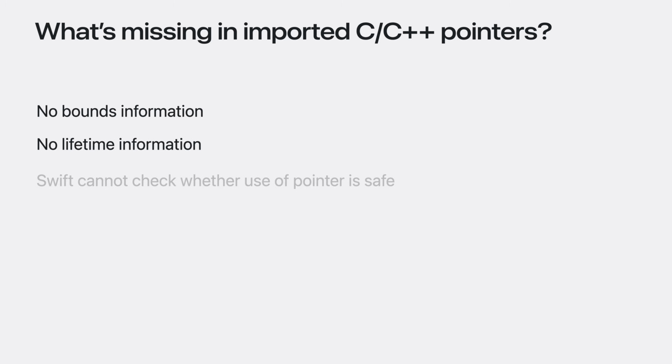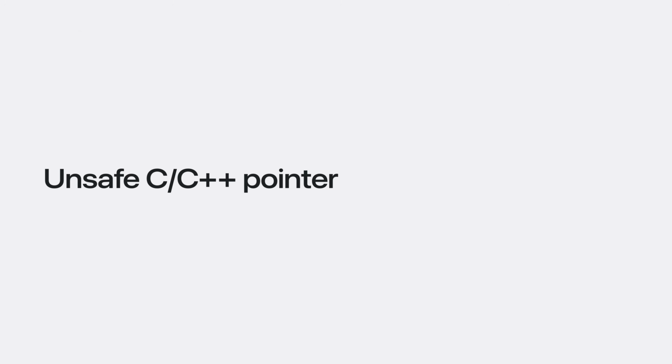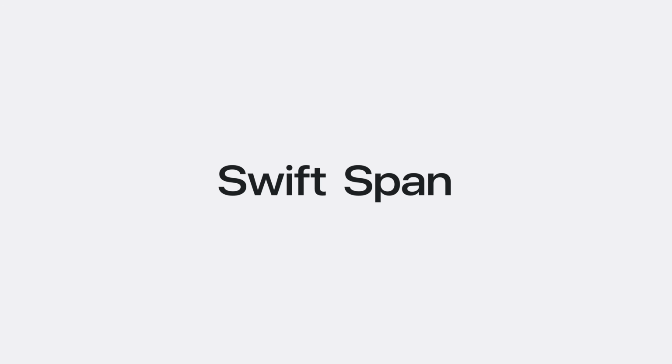Unfortunately, the compiler is missing two key pieces of information to allow it to do so safely. Without information from C++ about the bounds of a pointer, Swift can't prevent out-of-bounds accesses. And without information from C++ about the lifetime of the pointer, Swift can't prevent it from being used after it is freed.